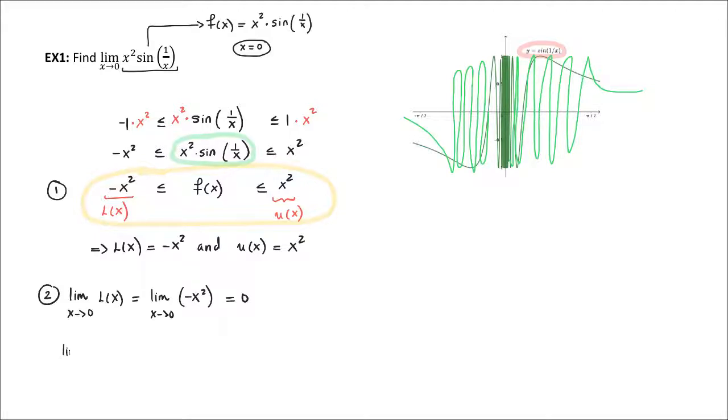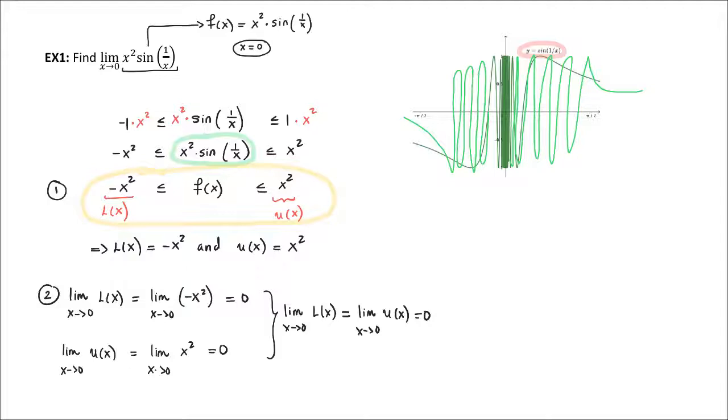Now we're going to show the same thing for the other function. The limit as x goes to 0 of U of x, this is equal to the limit as x goes to 0 of x squared, which is equal to 0. And this is great because what we showed here is that the limit as x goes to 0 of L of x is equal to the limit as x goes to 0 of U of x, which is equal to 0.